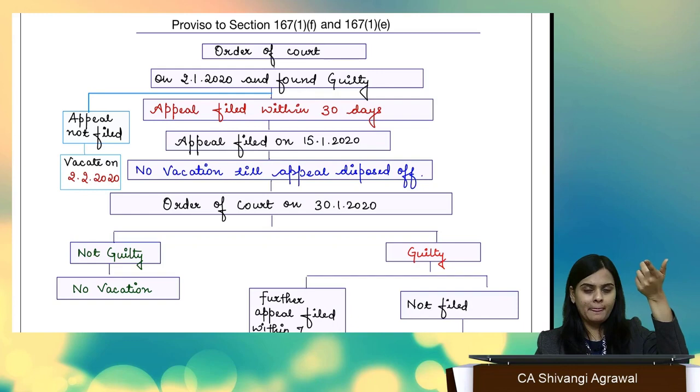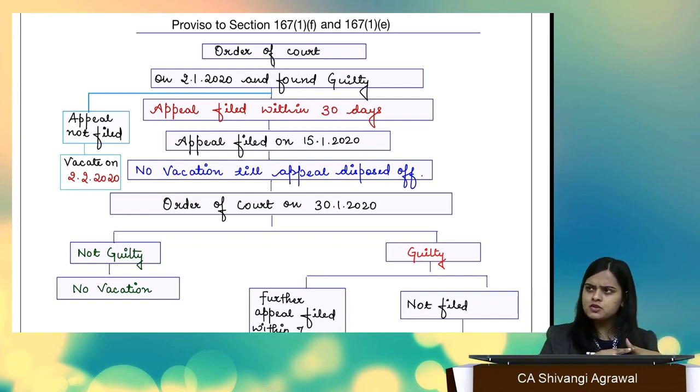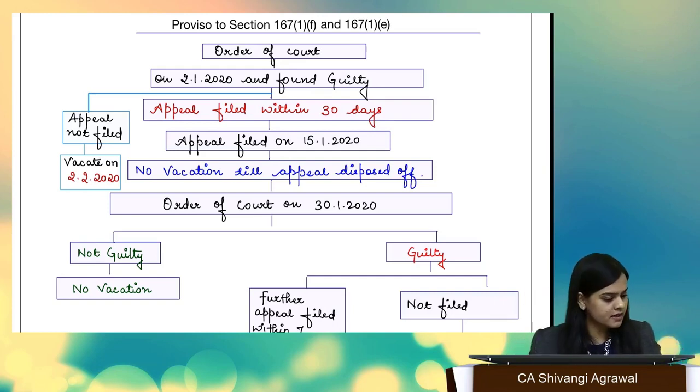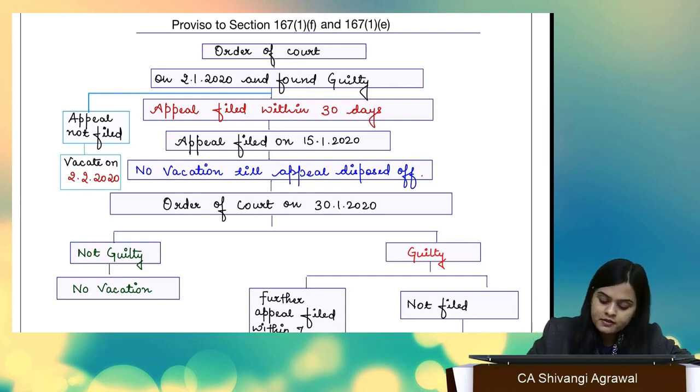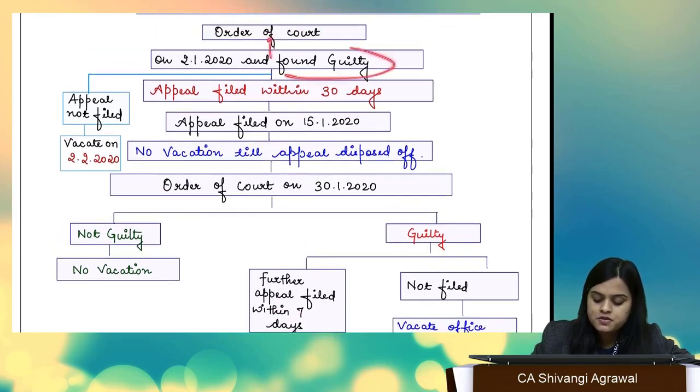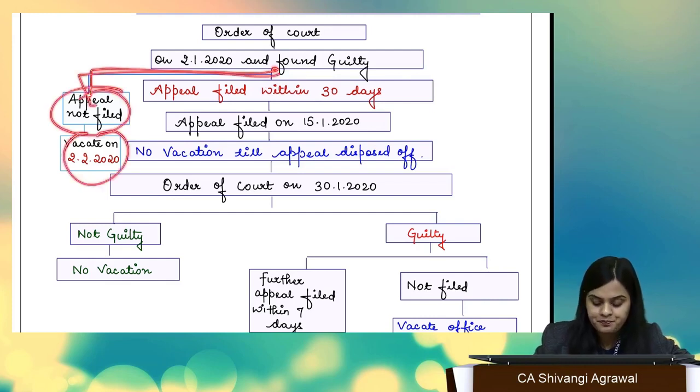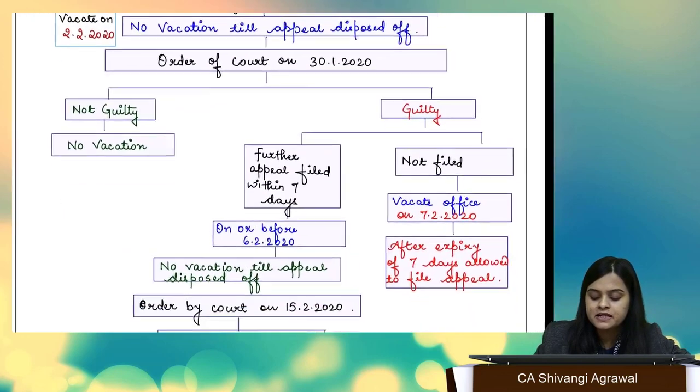And when I appeal, will this disqualification be attracted to me? Do I need to vacate office? What is going to happen? So I have made a beautiful chart for that. Let's discuss this. Order of court. So we have a court order and the court order finds us guilty. I have two choices. I can either file an appeal or I don't file an appeal. I get a chance to file an appeal within 30 days. If I don't file an appeal, on the 31st day, I vacate. If I file the appeal within 30 days, then I will not vacate office till this appeal is disposed of.